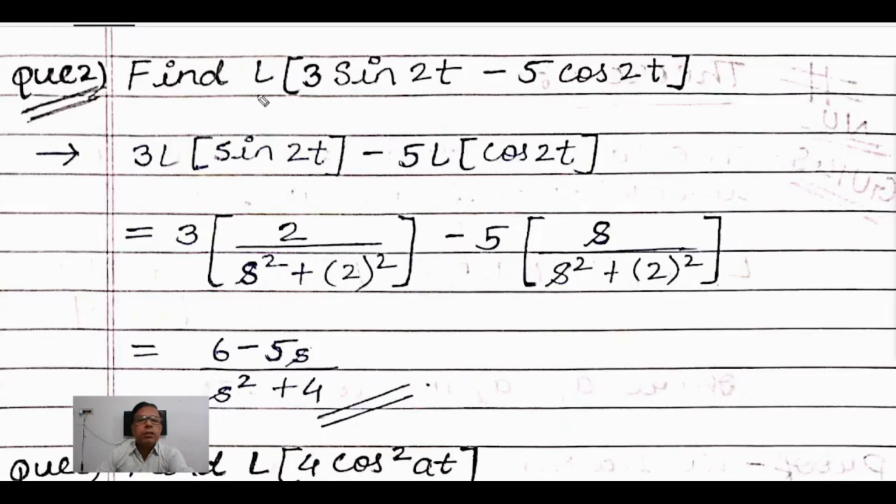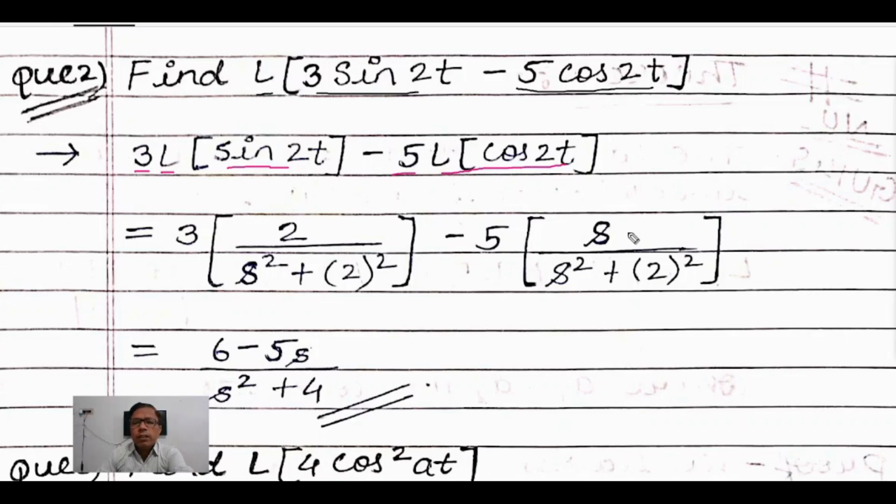Welcome back. So the question is: find Laplace of 3 sin 2t minus 5 cos 2t. By using the linearity property, we have 3 Laplace of sin 2t minus 5 Laplace of cos 2t.